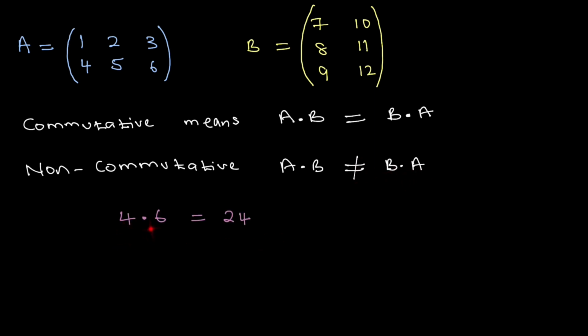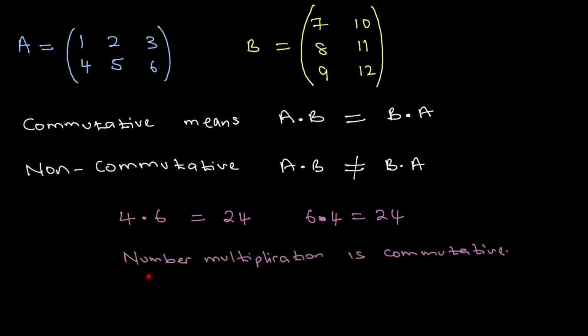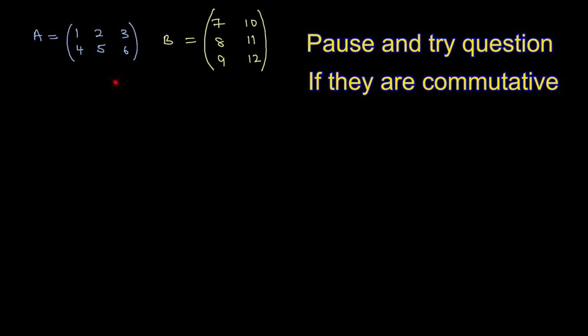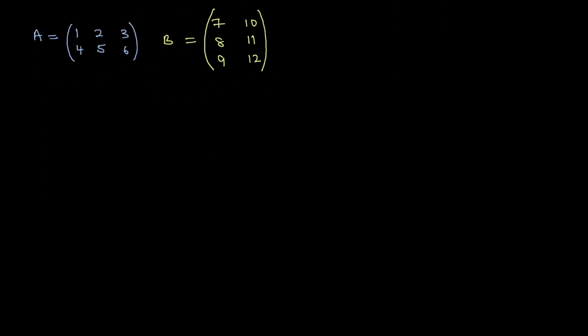Give an example. 4 times 6 equals 24, and 6 times 4 also equals 24. Number multiplication is commutative. We need to find out if matrix A and B are commutative. First, this is 2 by 3 and 3 by 2, so we can multiply them. A times B will be equal to, we do 1 times 7, that's 7. 2 times 8, that's 16. 3 times 9, that's 27.